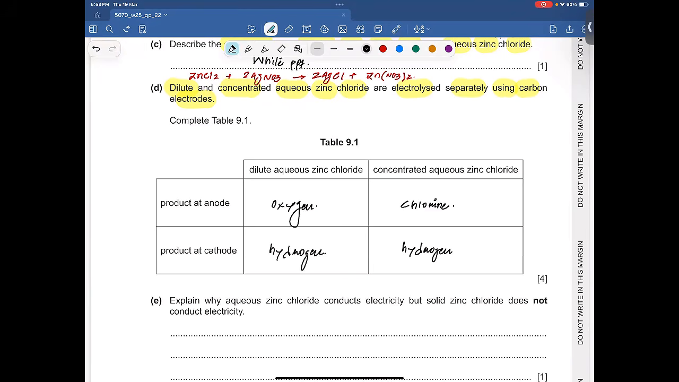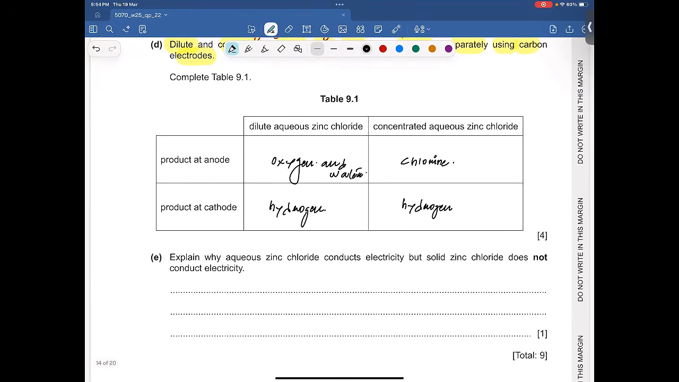Okay, so the examiner is looking for the product. So oxygen and water, I think we need to write both, because the examiner is not looking for the observation, is looking for the product. The oxygen and water, that's very, very important, okay? But the examiner is also saying product. So when we talk about product, we need to give specific. So I think I'm going to go for oxygen. Okay.